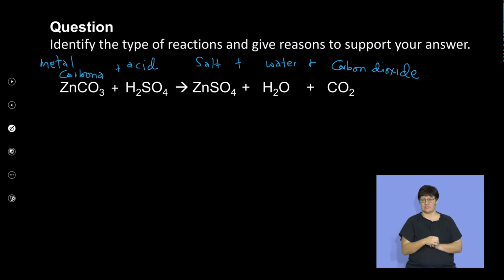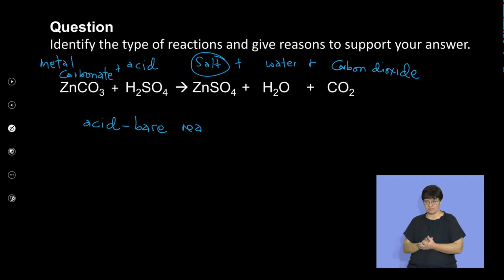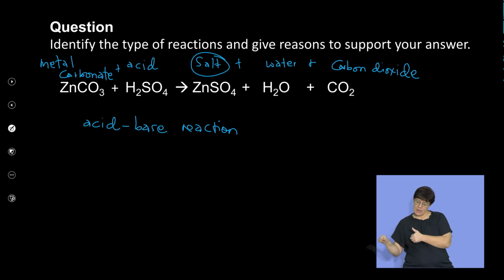Okay. Now, we also want to say, what type of reaction forms a salt? We know these are acid-base reactions, okay? So this is an acid-base type of reaction. How did we arrive at that? We looked at the type of products and worked backwards in terms of the reactants so that we are able to classify this reaction.